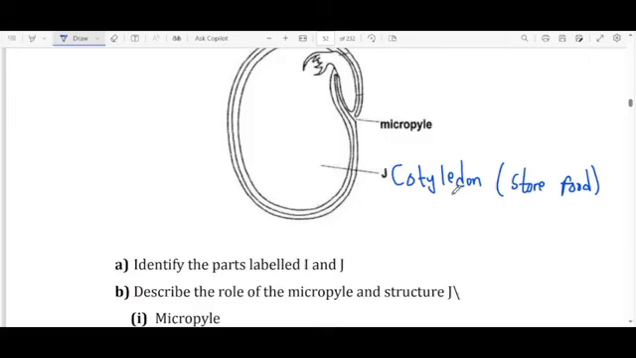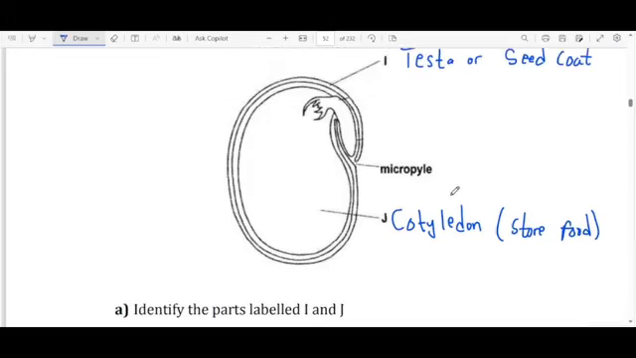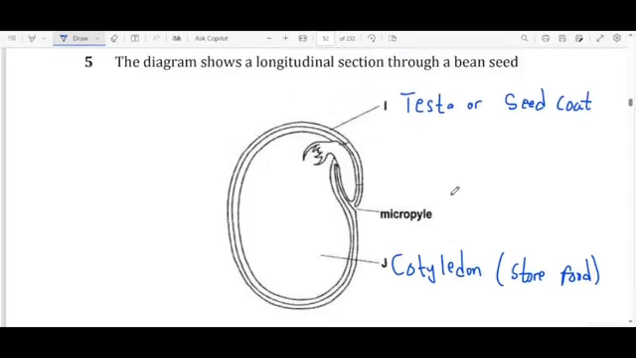So here is our first question. Question A: Identify the parts labeled I and J. So as you can see, we have said the part labeled I is the testa right here, and the part labeled J is the cotyledon.